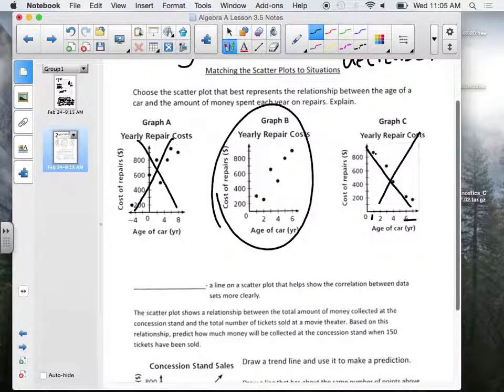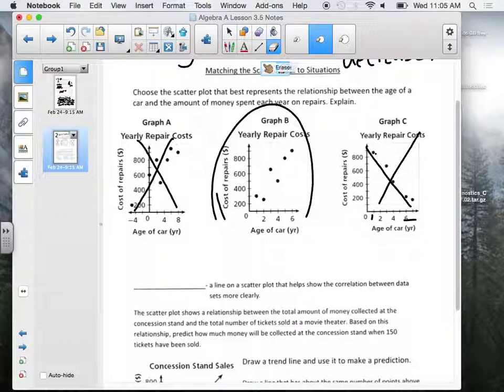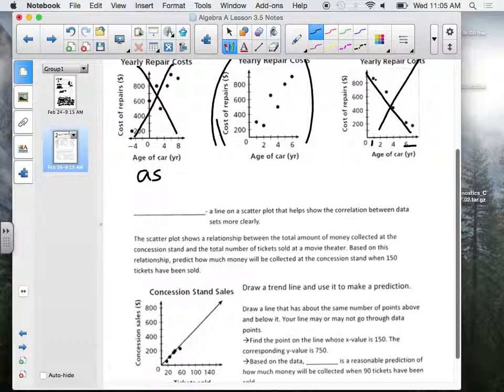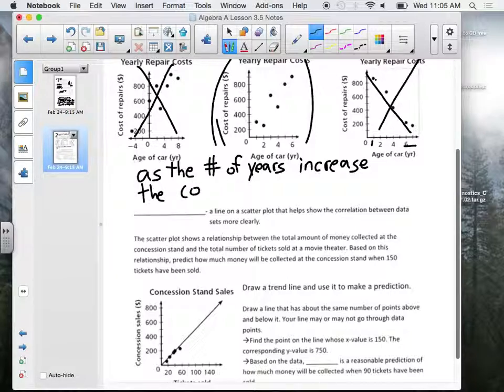And why is that? You have to explain that too. Because as the car gets older and you want to repair it, it's harder to find parts. Right. So as the number of years increases, what happens? The cost for repairs increases. Right. It's harder to find parts. Cost of repairs increases.